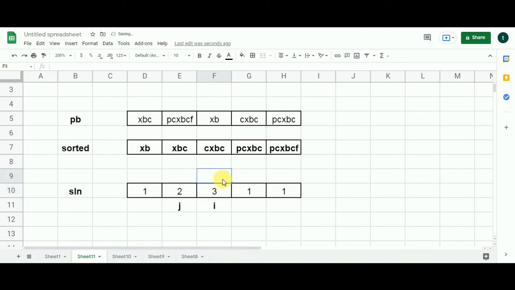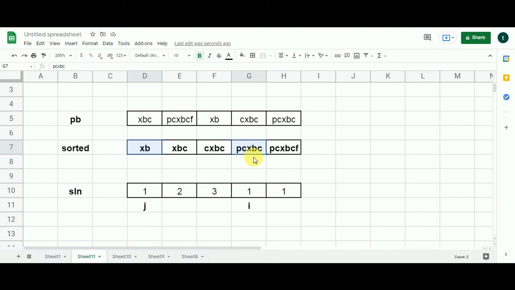Now there are two conditions we need to check for every iteration. The length of the word should be one character greater than the word we are checking, and the order of the common characters in both words must be the same. Now i moves one cell to the right and it represents the word pcxbc. j goes back to its base position and it again represents xb. Now we are going to compare these two words.